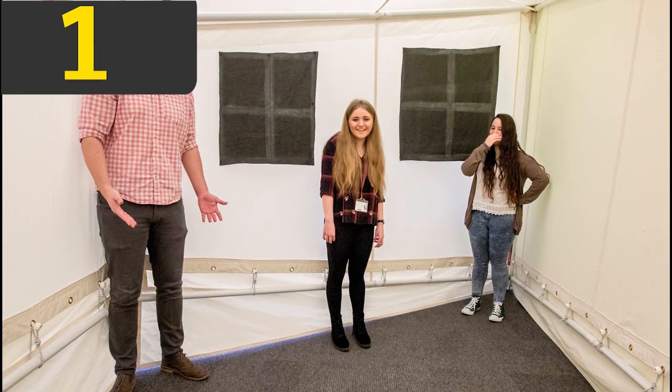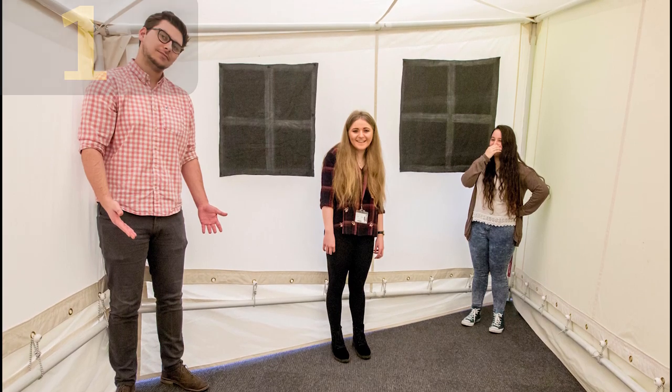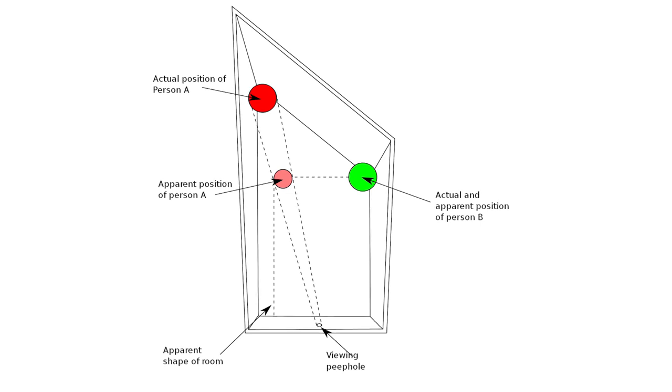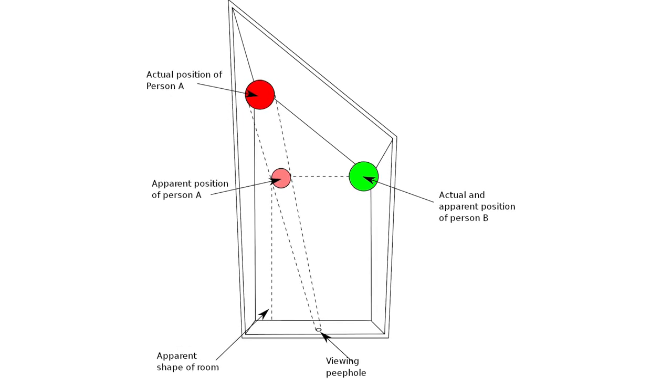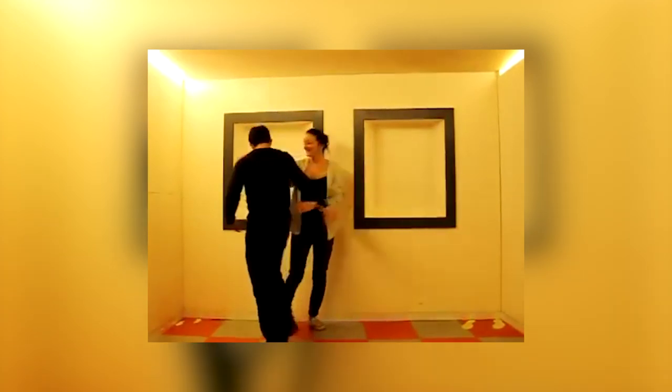Number 1. The Ames Room Illusion. If you've ever wanted people to see you as being taller, then the Ames Room Illusion is what you've been looking for. It makes it possible for two people of the same size to be stood in the same room, but for one to appear much larger than the other to observers looking in.